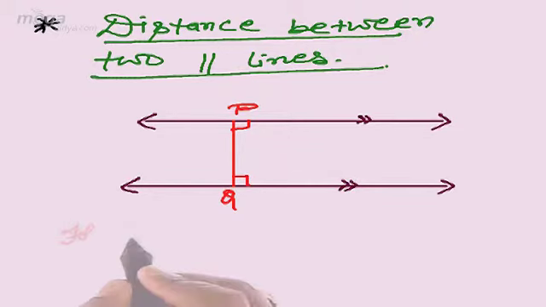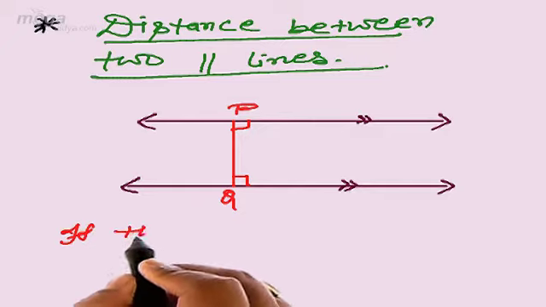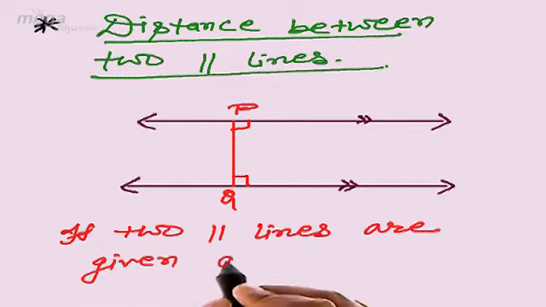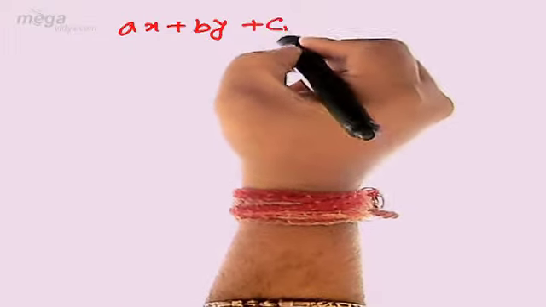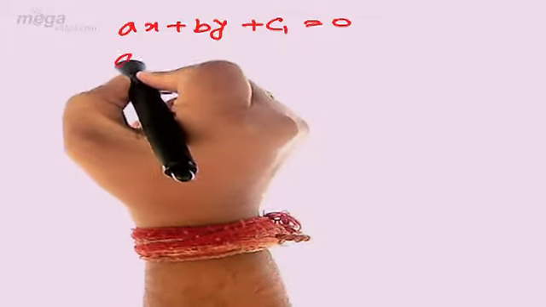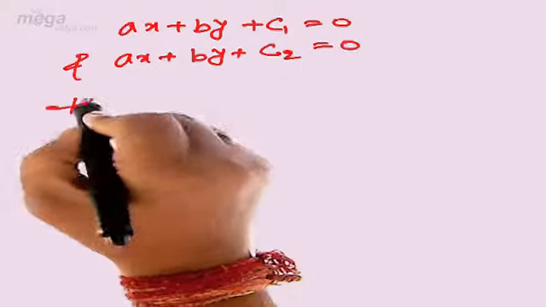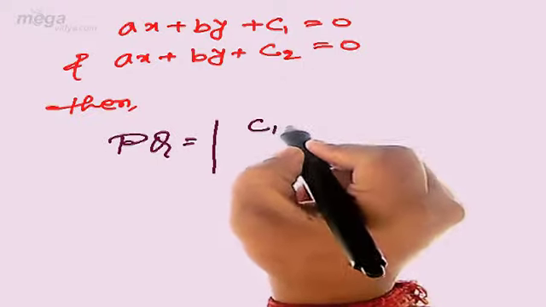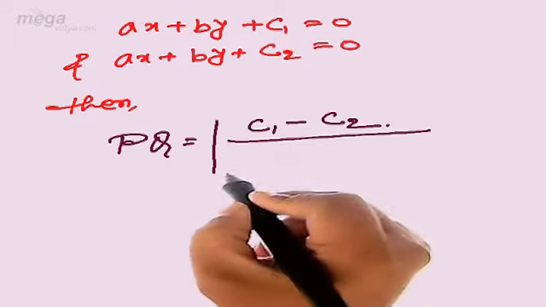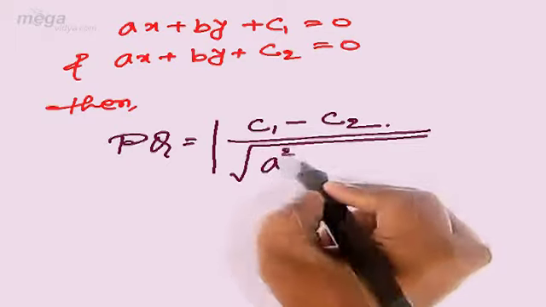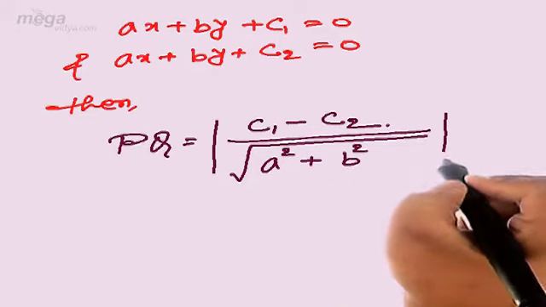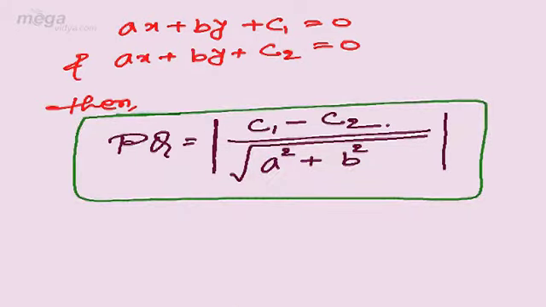If two parallel lines are given as AX plus BY plus C1 equal to 0, and the second line is AX plus BY plus C2 equal to 0, then PQ is equal to the mod of C1 minus C2 divided by root under A square plus B square. Student, if you remember this formula, then it's very good. Otherwise, you can use the previous formula also.